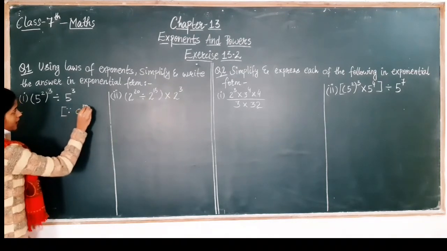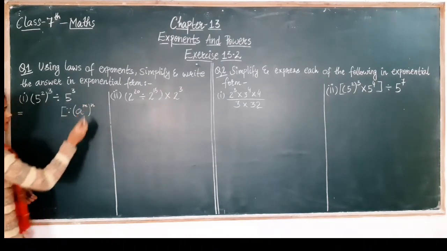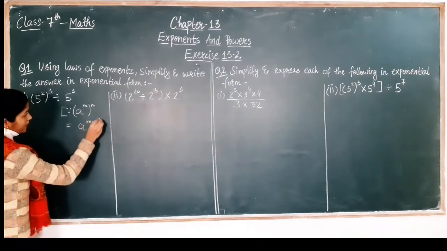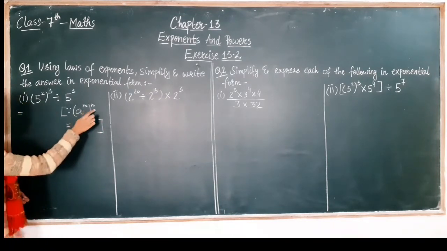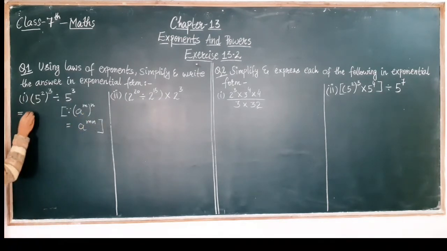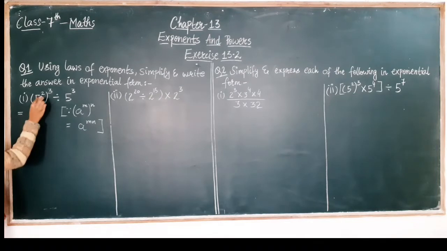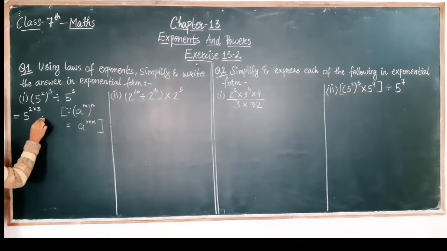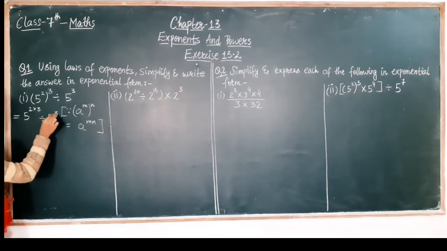The law being used is a raised to the power m whole to the power n is equal to a raised to the power m into n. So the powers are multiplied with each other. What we have to do is multiply 2 into 3. So this would be 5 raised to 2 into 3 divided by 5 raised to 3.